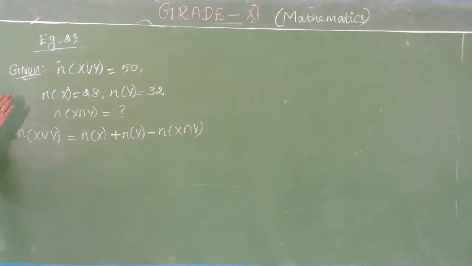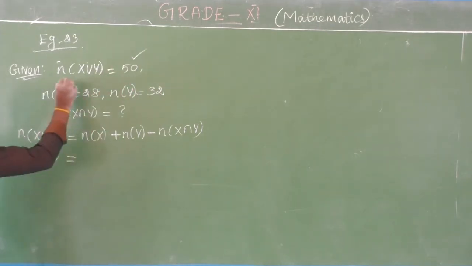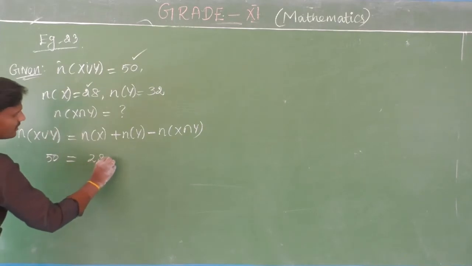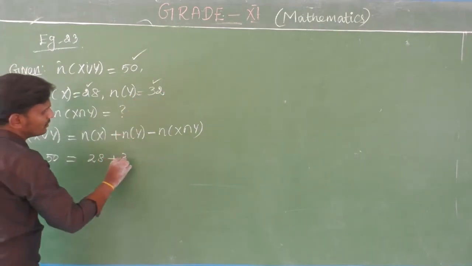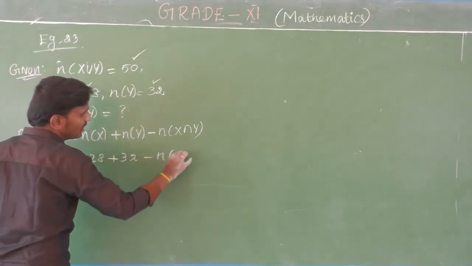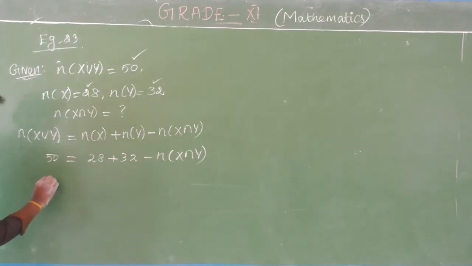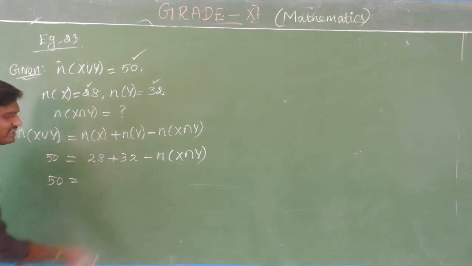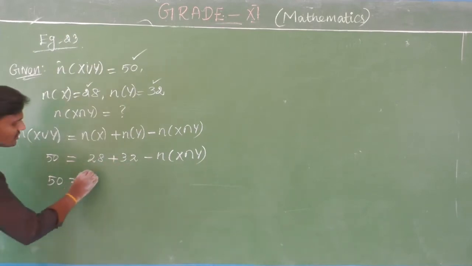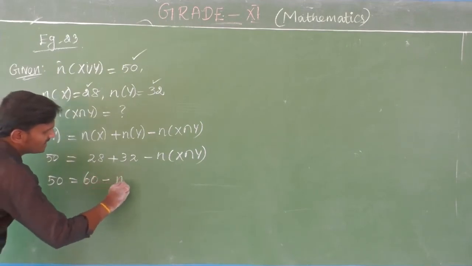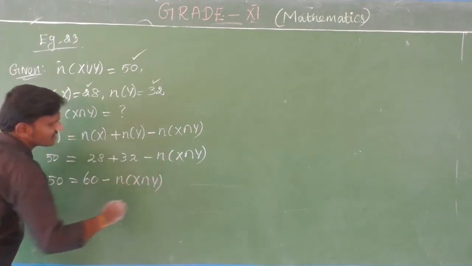From that formula we have to substitute the given values. What is given? n of A union B is 50, which is equal to n of A is 28 plus n of B is 32 minus n of X intersection Y. Now add these two things. 50 is equal to 28 plus 32. What will come? 60, minus n of A intersection B.